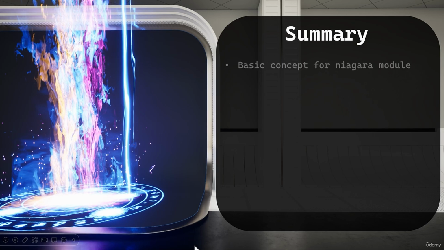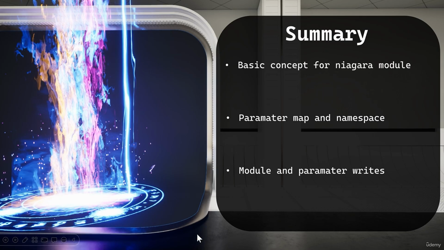In this lecture, we went over the basic concept for Niagara module, and we also went through the parameter map and all those different namespaces, and we also talked about the module and parameter rights. We've covered quite a lot of stuff in this lecture, so feel free to write down anything that you think are important on the demo display, and I'll see you in the next lecture.